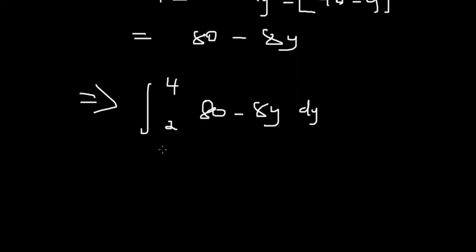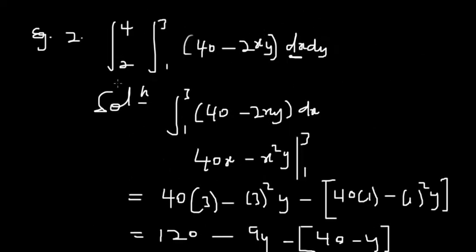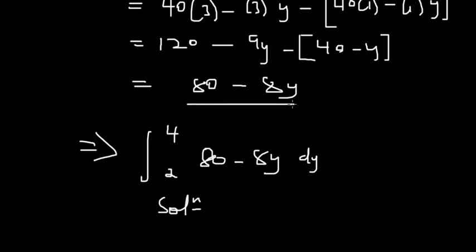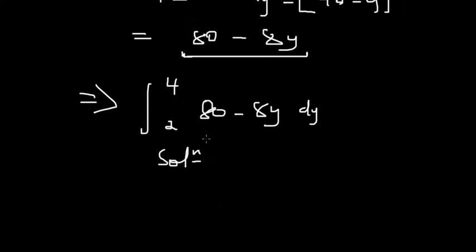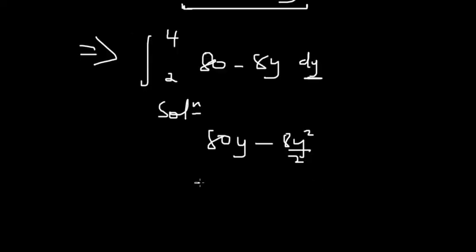So let's see how we solve this. We are from 4 to 2, the limit from 4 to 2, and we use what we already had for the first integral. Let's integrate this. We have 80y with respect to y, so we have 80y minus 8y squared on 2. You could just solve this straight ahead, and then you get 80y minus 4y squared, and then let's have our limit from 4 to 2.